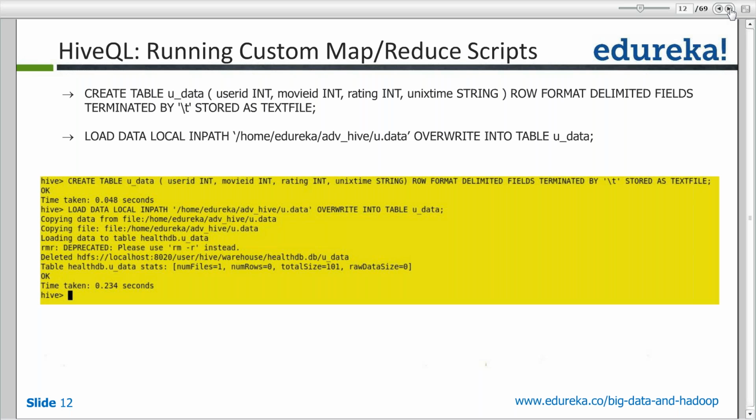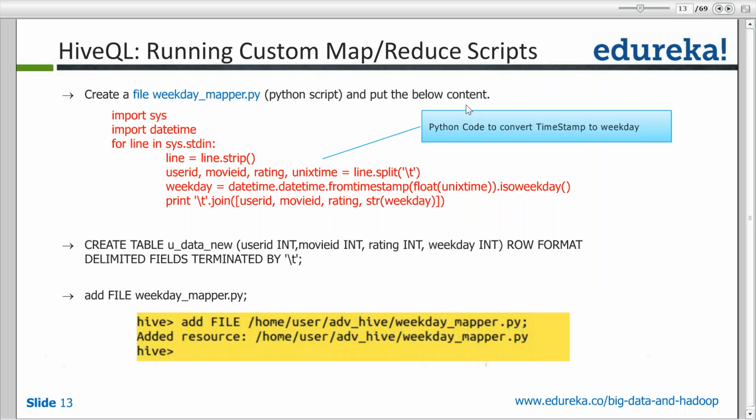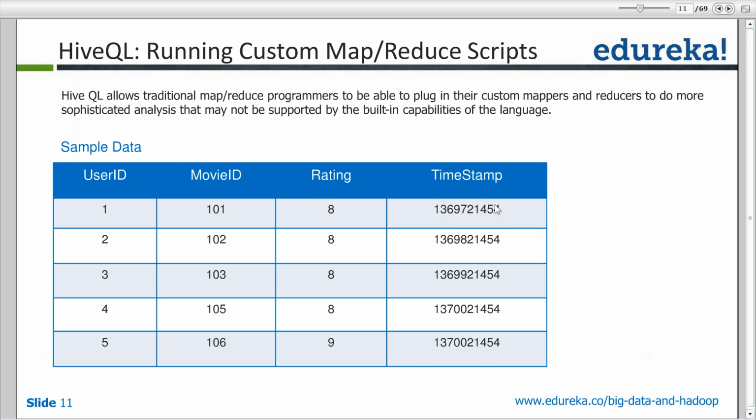Now let's say I want to do some custom processing. I load this table to my Hive. I create this table, I load my data. So I say create table, I specify schema, I specify my delimiter, I load data. This is how I can create and insert my custom mapper. So let's say I'm writing a custom mapper to convert timestamp to weekday. Now my data has a timestamp, and I want to convert it to a day.